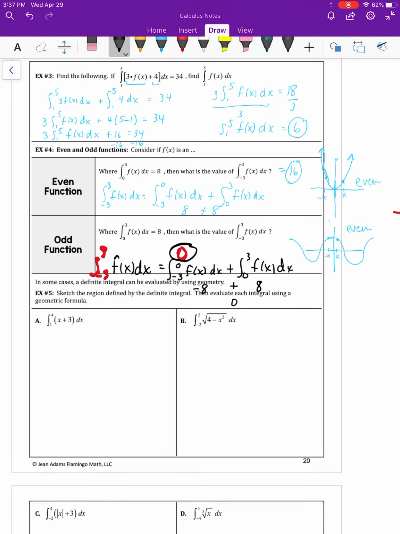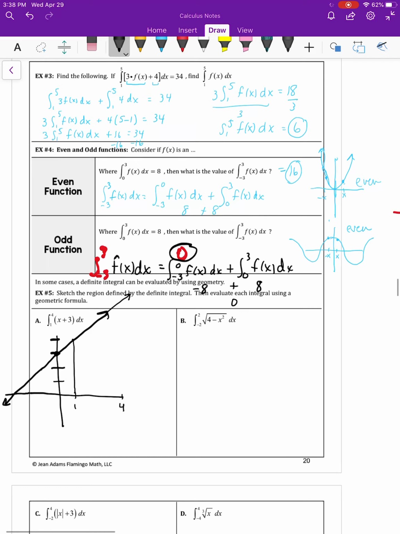All right. So now, in some cases, a definite integral can be evaluated by using geometry. Sketch the region defined by the definite integral. Then evaluate each integral using a geometric formula. So sometimes, like if we draw this, and I know that 1, 2, 3, it goes through the y-axis at 3, it has a slope of 1. So, you know, you're just drawing your linear function here.